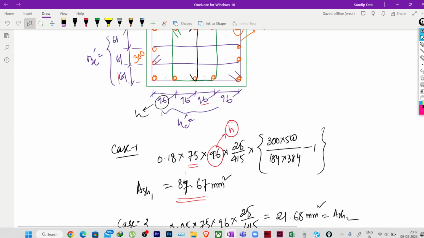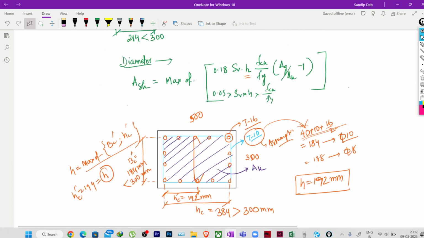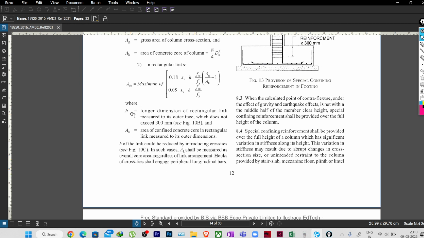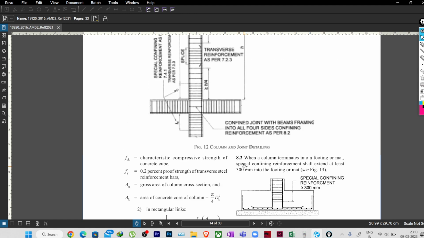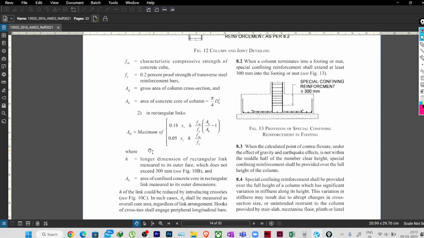Okay, so I hope this confinement reinforcement thing for the columns is pretty clear to all of you, how we'll be finding the bar of the confinement reinforcement. So this is what is actually given in our code. H link could be reduced by introducing cross ties, what I have just discussed, that this H can be reduced by introducing cross ties in such a way that AK shall be measured as overall core area regardless of the link arrangement, hooks of cross ties shall engage. This is nothing but the description they are giving. Fine. You can just read this a bit for your understanding, and I have already discussed this actually.